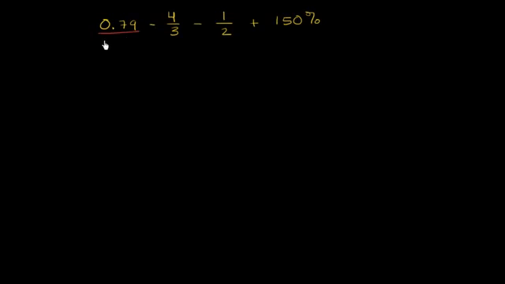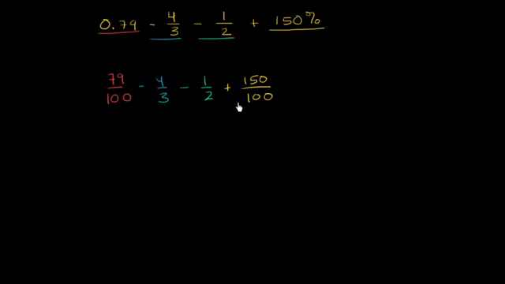So 0.79, this is the same thing as 79 hundredths. So I'll just write it that way. So this is the same thing as 79 over 100. Then of course we have minus 4/3, minus 1/2. And then finally, we have 150%. Well, percent literally means per 100. So this is plus 150 per 100. So now we've written them all as fractions.